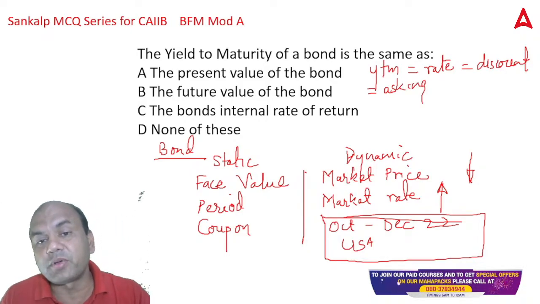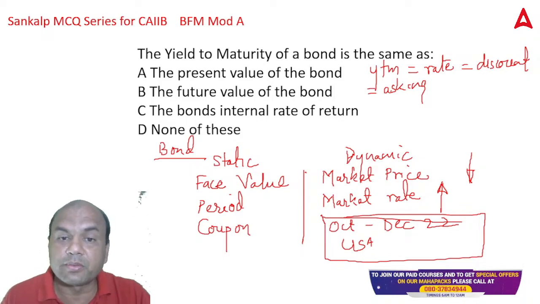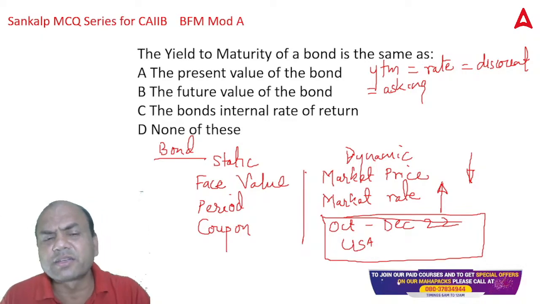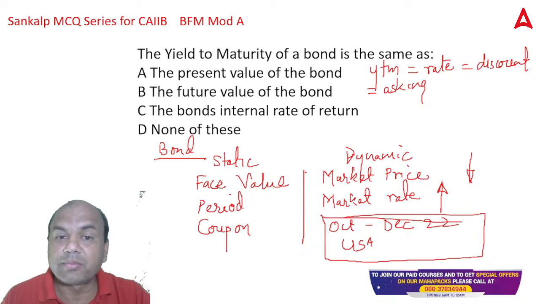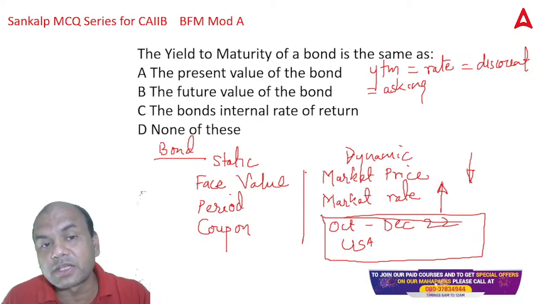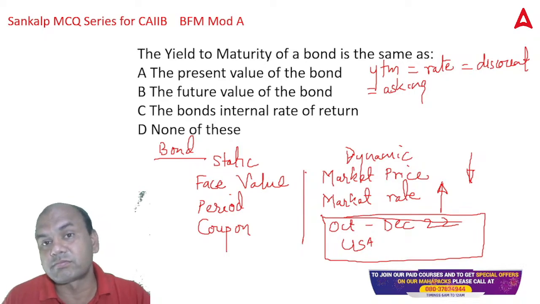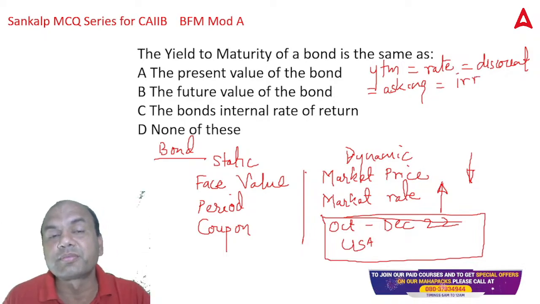So the YTM of any bond is same as present value of the bond, future value of the bond, the bond's internal rate of return, or none of these. So what is this equal to always? Remember, the present value formula is totally different. The future value formula is also different. Bond's IRR, this can be thought of. You can call this IRR also, internal rate of return.